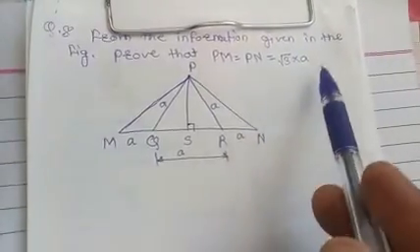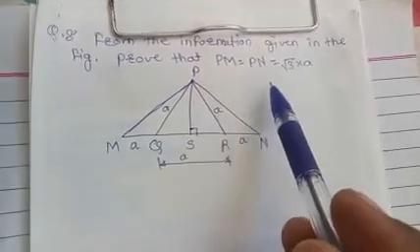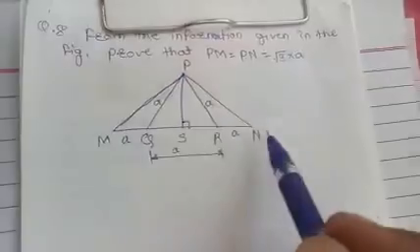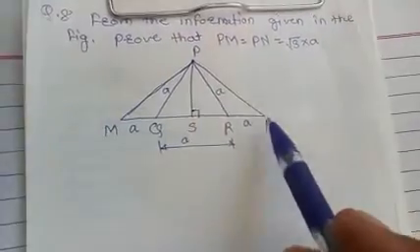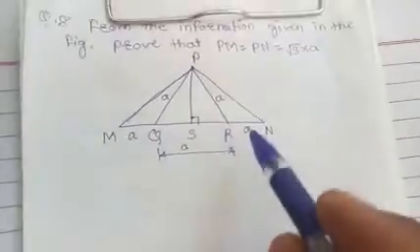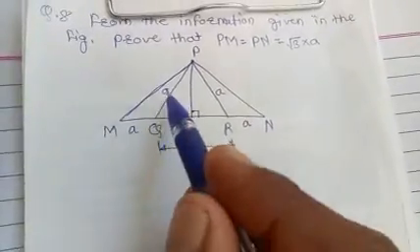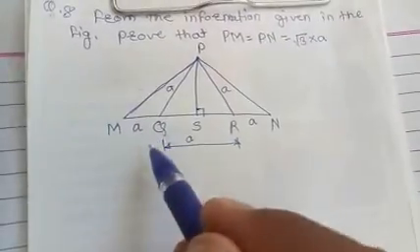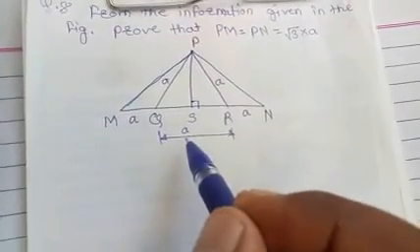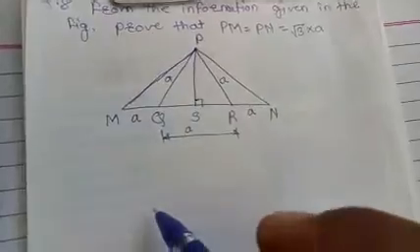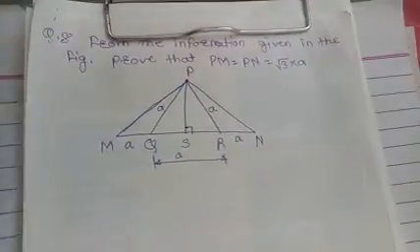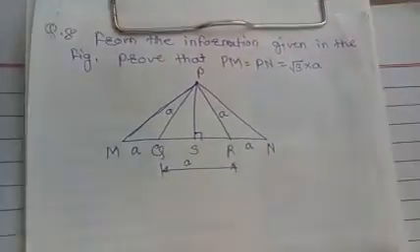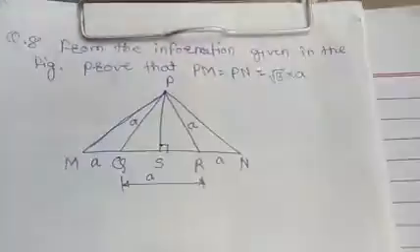From the information given in the figure, prove that PM = PN = √3 times A. We have been given this diagram, with PMN as one triangle and PQR as another triangle. The sides are given as PQ = A, PR = A, RN = A, MQ = A, and QS = QR = A. So we have to prove that PM and PN are both equal to √3 times A.